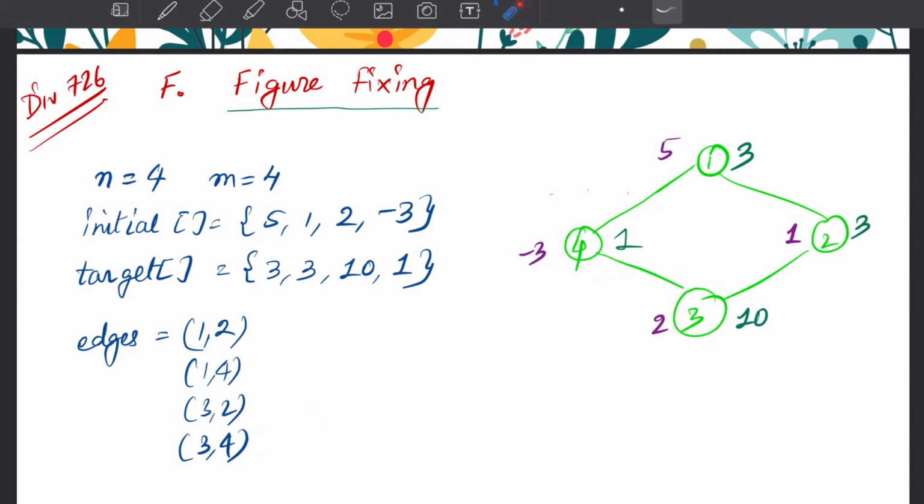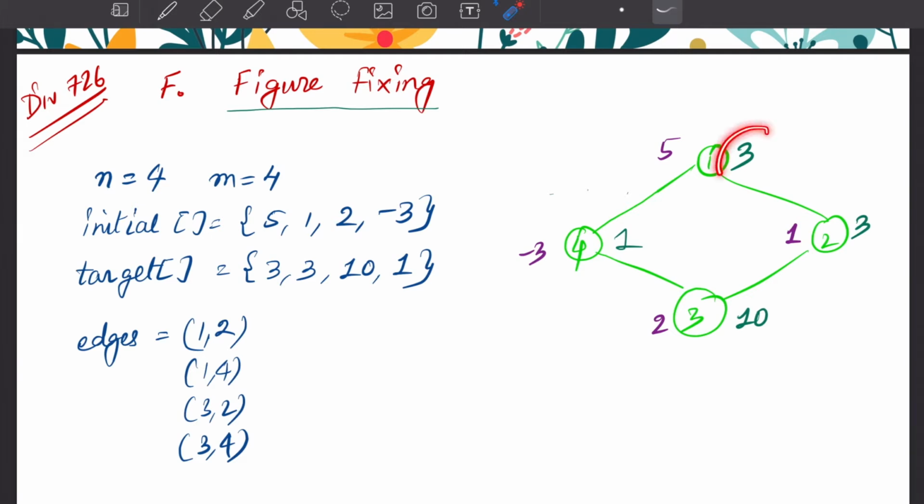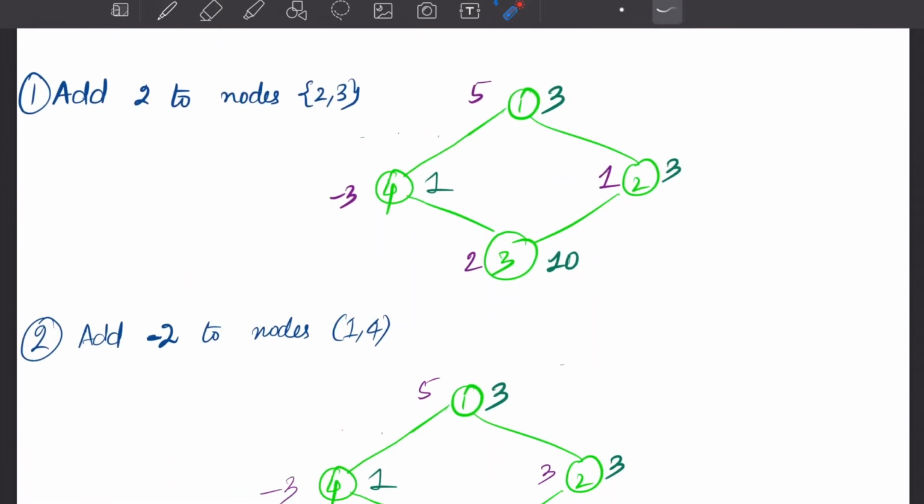As I said, we are given some initial and target values. So 5, 1, 2 and minus 3 are the initial values of these vertices, and the values 3, 3, 10 and 1 are the target values of these vertices. So let's see, if I apply some operations, can we make the initial values of the vertices reach the target? Firstly I add 2 to the nodes 2 and 3. So this is the edge that's connecting vertex 2 and vertex 3. So we add 2 to them. The final value here becomes 4 and the final value here becomes 3.